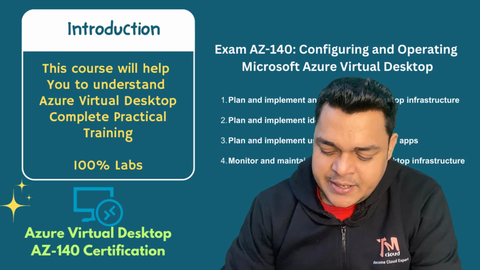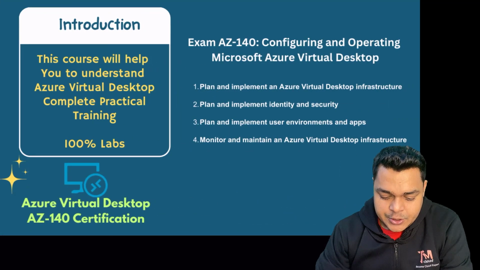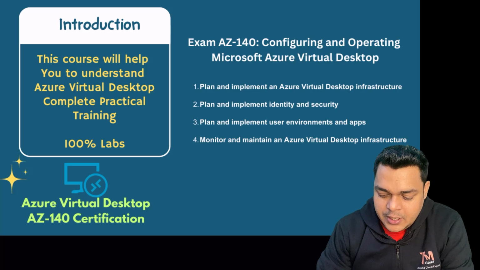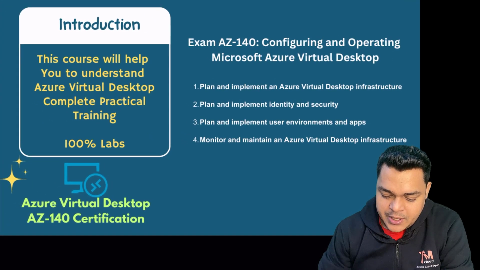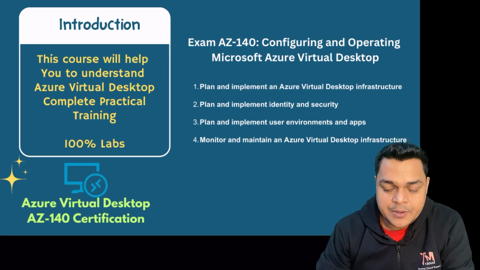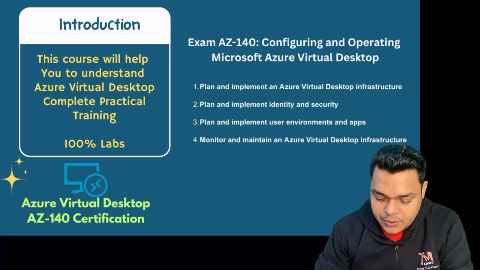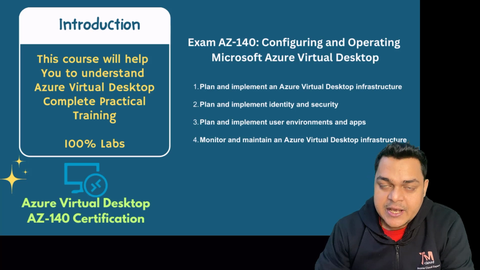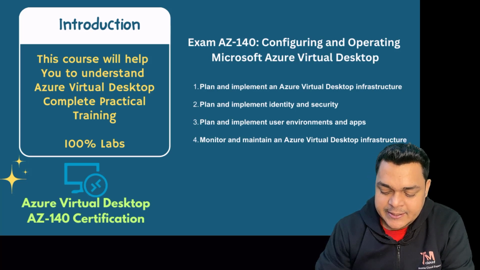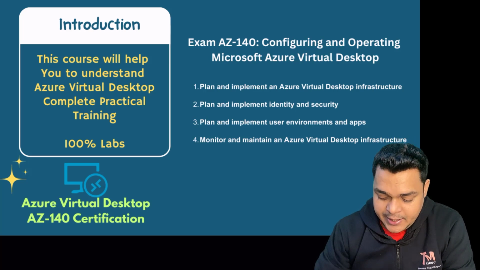Let's try to understand the content that I'm going to give you in this course. I'll follow the core content of Microsoft. If you check the Microsoft website, Microsoft Azure Virtual Desktop is basically categorized into 4 different modules. First, plan and implement an Azure Virtual Desktop infrastructure. Second module, plan and implement identity and security, which is correlated to Microsoft Entra ID. And the third one is plan and implement user environments and applications.